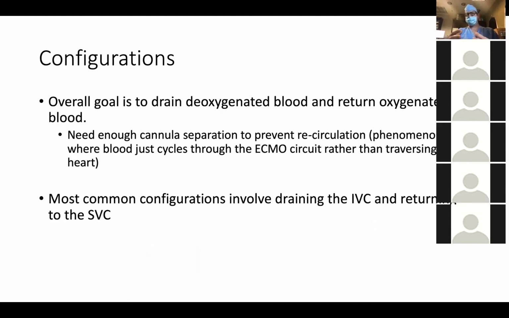The most common configurations in the United States involve draining the IVC and returning to the SVC. When this epidemic is behind us, we can have an advanced lecture talking about why you might want to invert that configuration, but it's beyond the scope of this lecture.